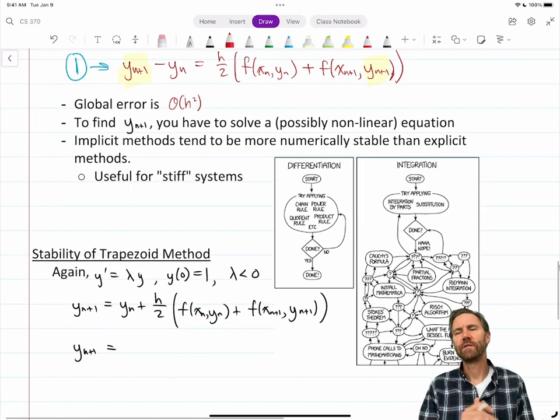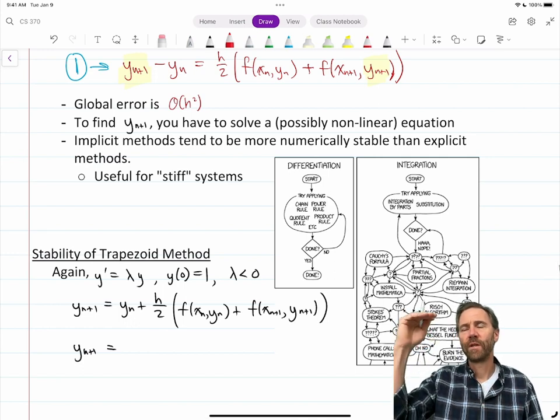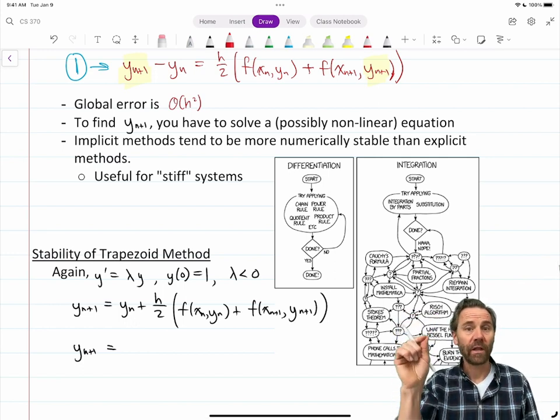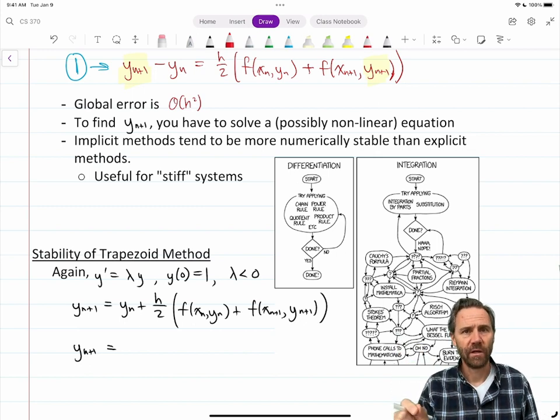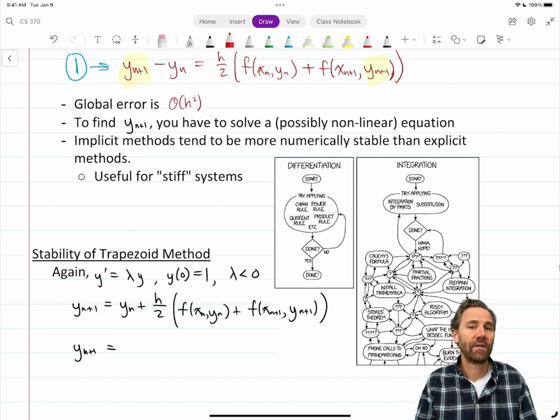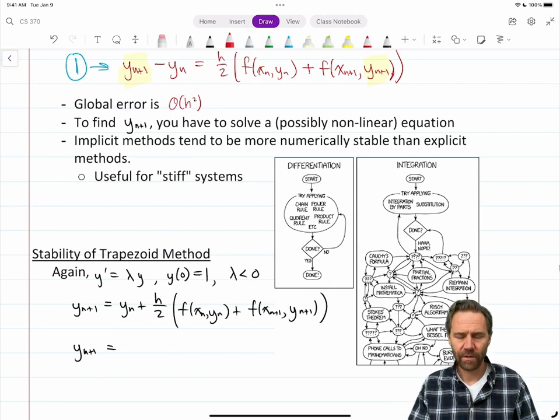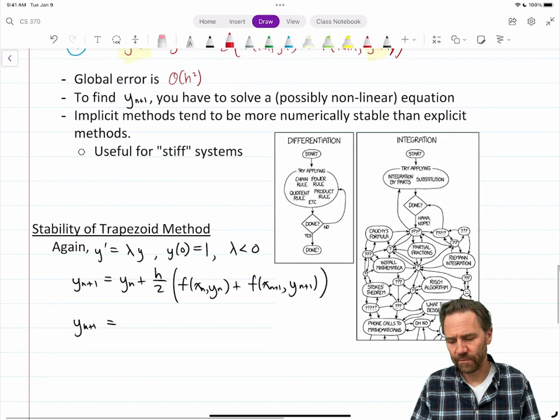A stiff system is a system of differential equations where some variables are changing really quickly and some are changing really slowly. So you'd like to take big time steps because of the things that are changing slowly, but you can't take big time steps because some things are changing really quickly. That forces you to take shorter time steps. These implicit methods tend to be better at balancing those two different scales of time.